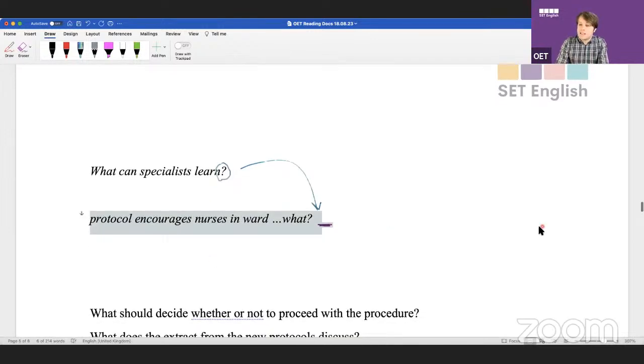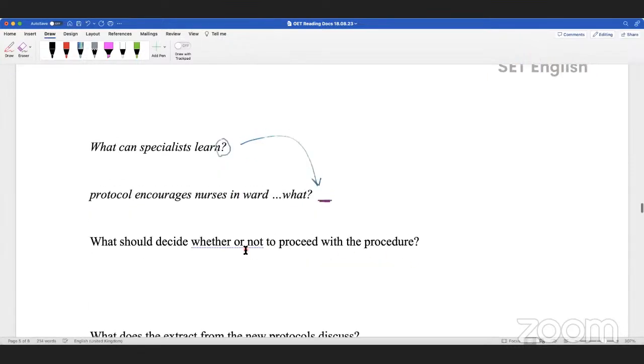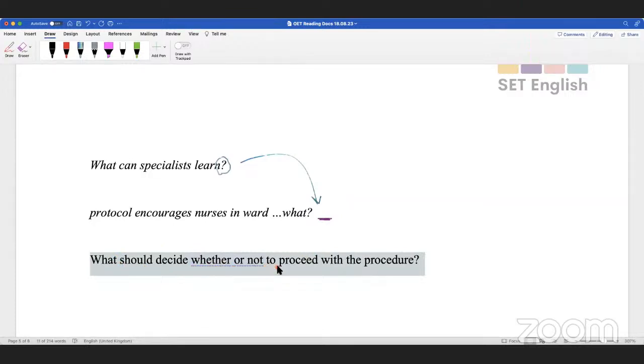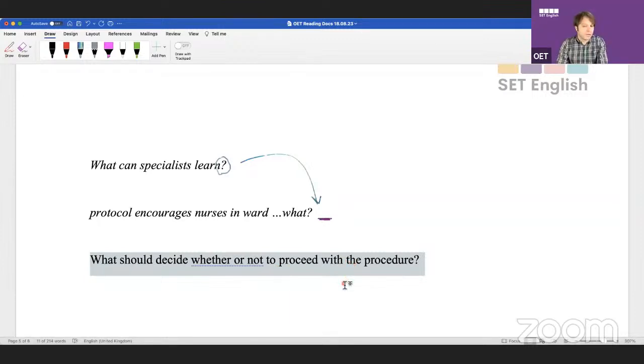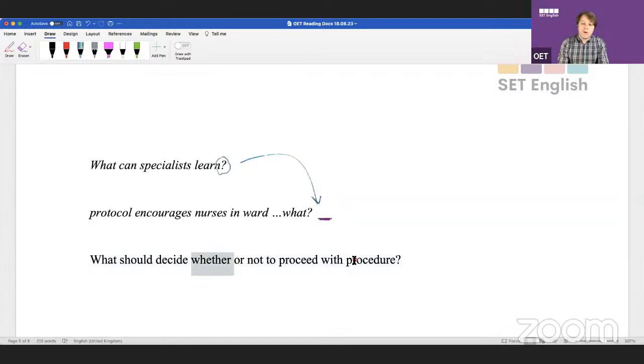Okay. Let's try Alexia, or let's try Bayan. Can you say hello? Hello. Yes, Ellen. What should decide whether or not to proceed with the procedure? Can you find any words here that I don't need? Any articles? Guys, are there any articles? So what should decide whether or not to proceed?